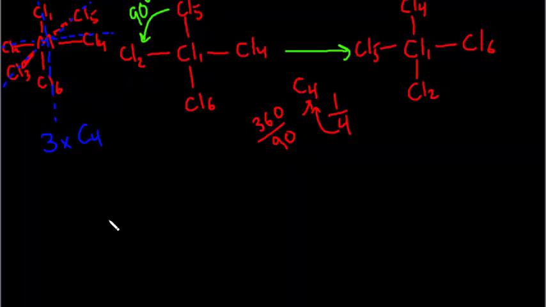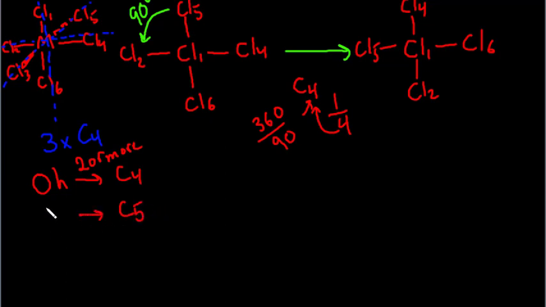Now, for the high symmetry compounds, something like an octahedral, we would have 2 or more C4 rotations, and if you have 2 or more C5 rotations, then in this case here it would be an icosahedral.